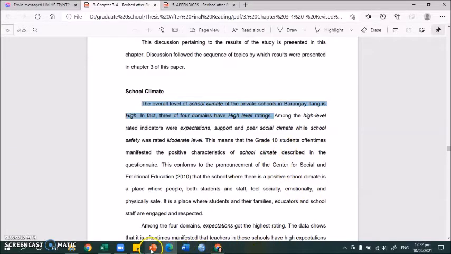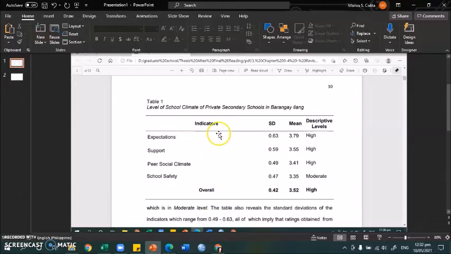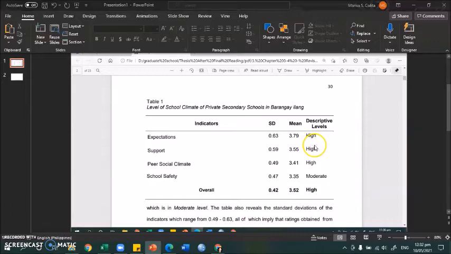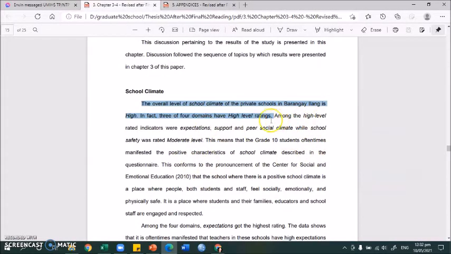Okay. Tingnan natin yung table 1. So, andito, very high ang overall result. Okay. So, yung sa indicators niya, 3, yung high. So, minention niya ng author. And among the high-level rated indicators were expectation, support, and peer social climate, while school safety was rated moderate level. Okay. This means that the grade 10 students oftentimes manifested the positive characteristics of school climate described in the questionnaire.